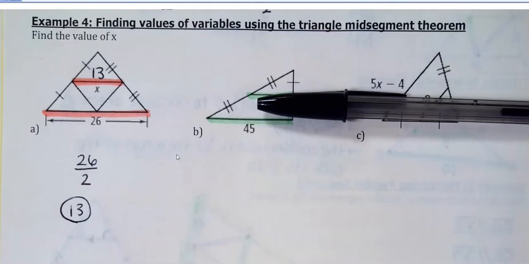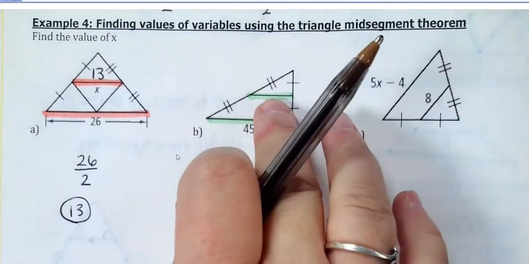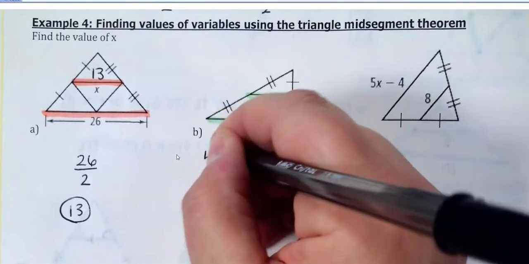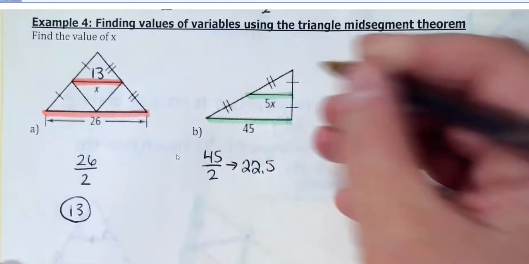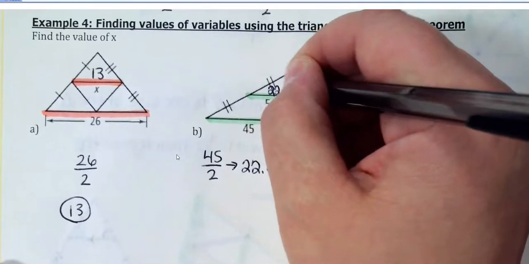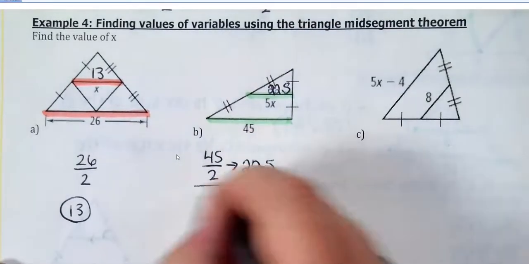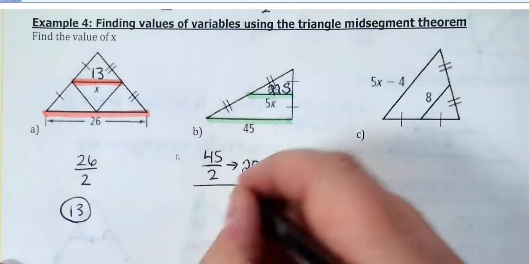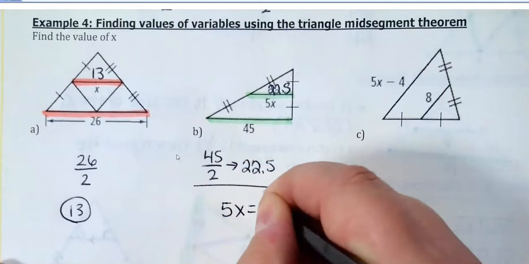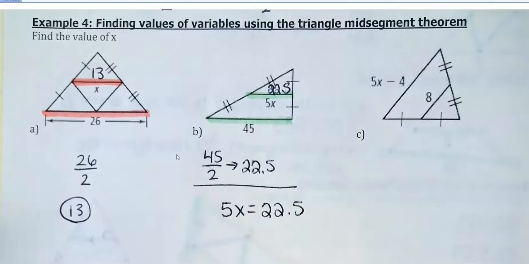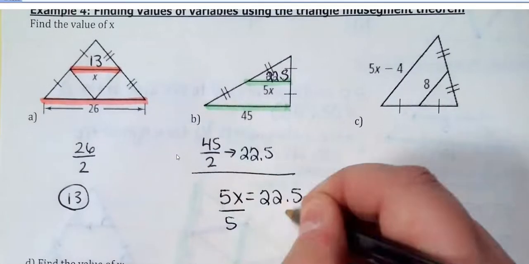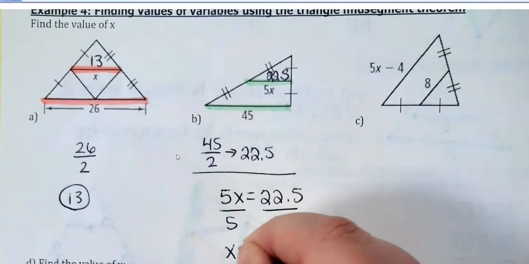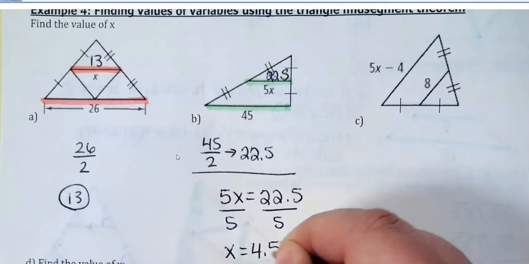45 divided by 2. I totally ignored that expression for a second. I know the mid segment should be 45 divided by 2, which is 22.5. So I know this should be 22.5. I would figure that out first, and then that segment is labeled with 5x, so I know that's supposed to be equal to 22.5. Once you have that, you're just going to divide by 5. It's just one step, and it's not bad. x is 4.5 here.